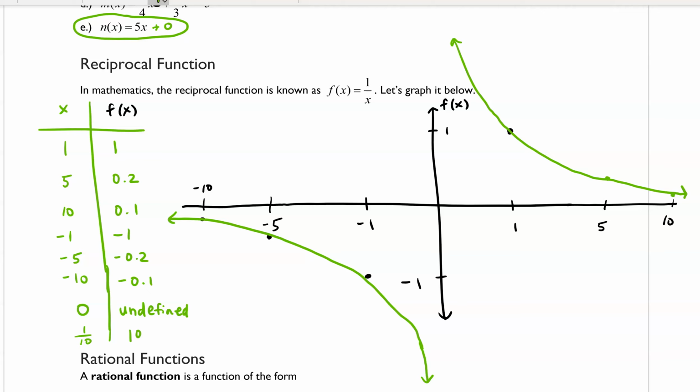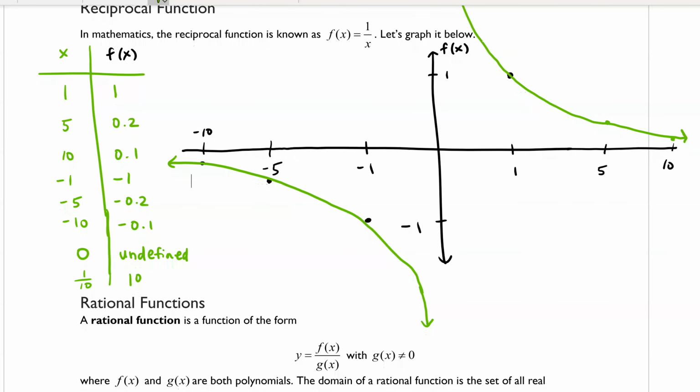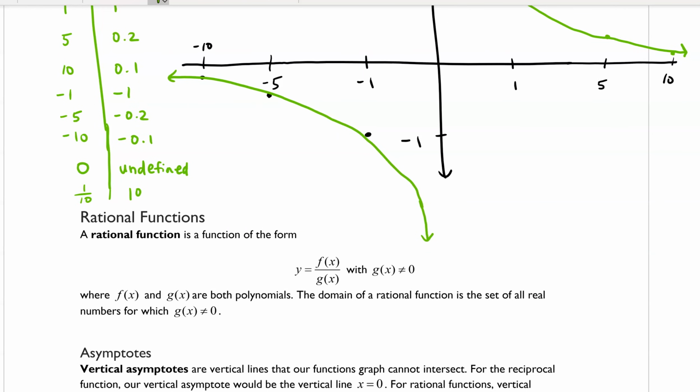The next thing that we're going to talk about is what is called a rational function. And the reciprocal function is an example of a rational function. A rational function is just of the form f of x over g of x, where g of x cannot be 0, and f of x and g of x are both polynomials. So kind of just to restate that slightly differently, a rational function is when you take two polynomials and you divide them.